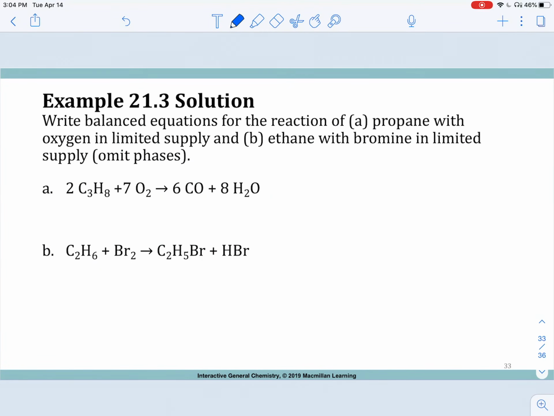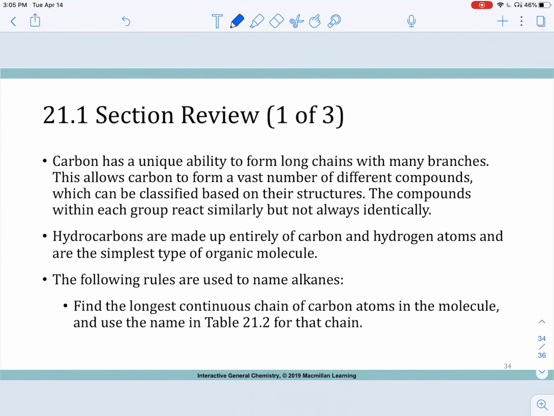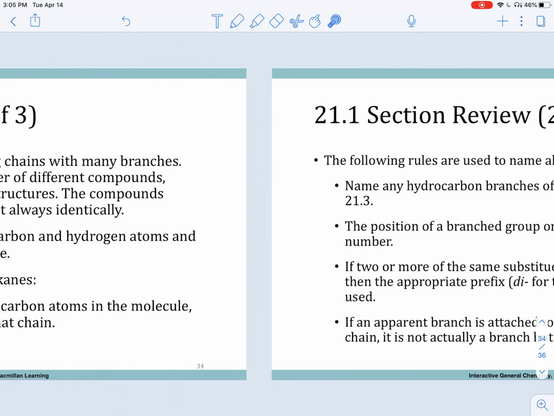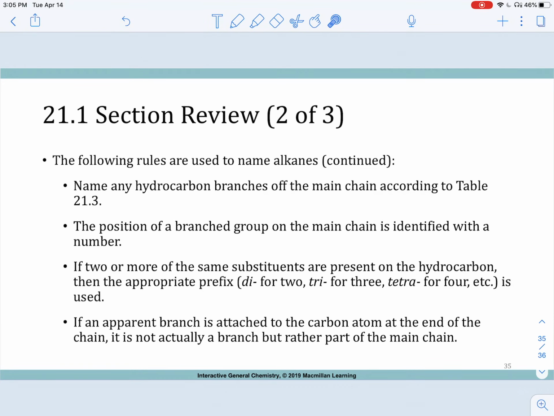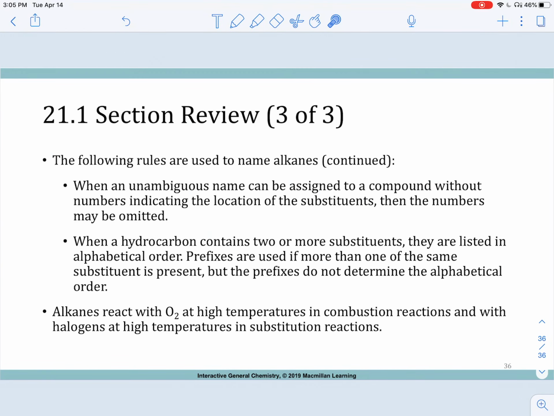Oh yeah, here are double-checked answers for our equations. So we see that carbon can form very long chains in vastly different arrangements, and we have ways of naming them. So we can be very consistent with how we name these carbons and hydrogens. And we have all these rules to actually name them. This is the summary of the naming rules. More summary of the naming rules. And we actually just looked at alkanes plus oxygen and alkanes plus halogens as a couple of reactions that alkanes are typically involved in. All right, I'll leave you there for now, and I will see you guys next video for section 21.2.